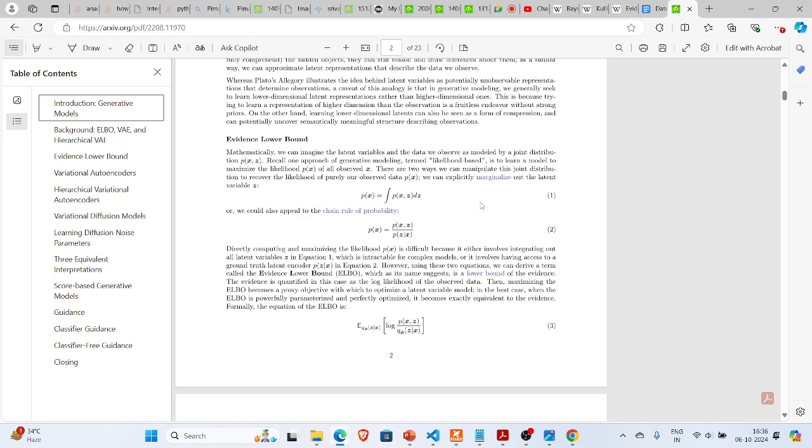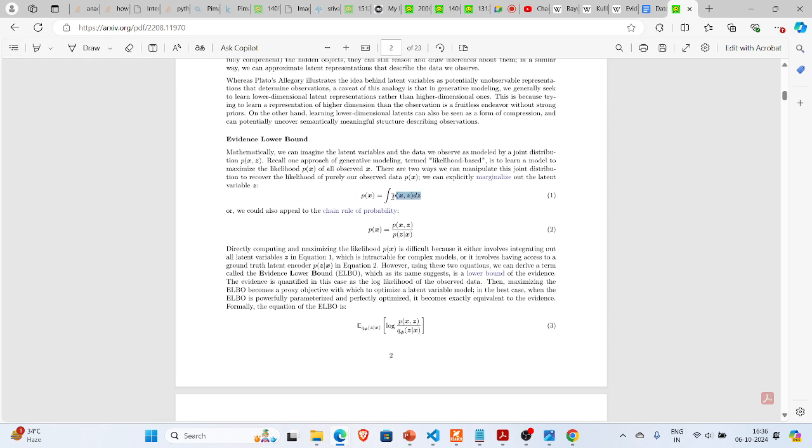Okay, so we have this joint distribution of p(x, z). So we can marginalize with respect to z to get x. This is the idea I said as well. That is not possible because it is intractable. That is the problem we have. Next, you can write this like this, from the chain rule of probability.